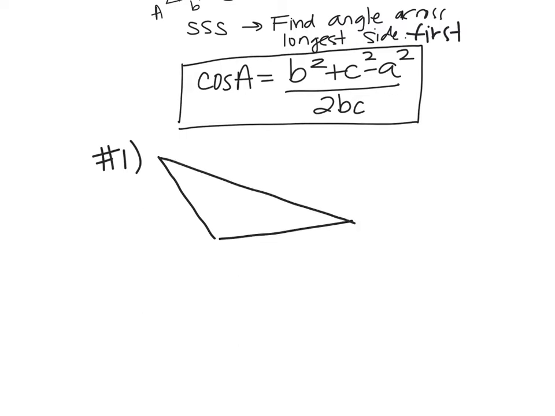There we go. And let's say this angle is A, and it is 115 degrees. And this is B, and this is C. And let's say that they give us side B is 15, and side C is 10. Okay? And we have to solve the triangle.